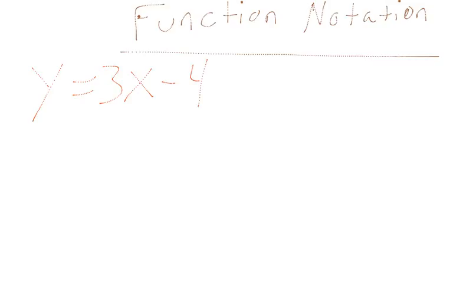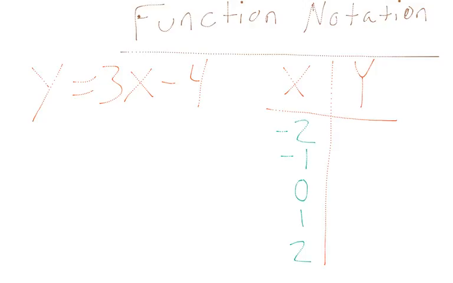So I give you an equation like this, right? A linear equation, y equals 3x minus 4. Think about an xy table. It's a very basic xy table. I'm only going to give these points: -2, -1, 0, 1, and 2. So if I plug in -2 into x, what happens to y?